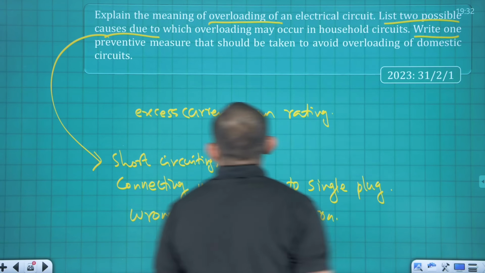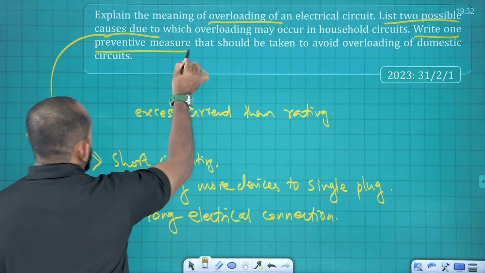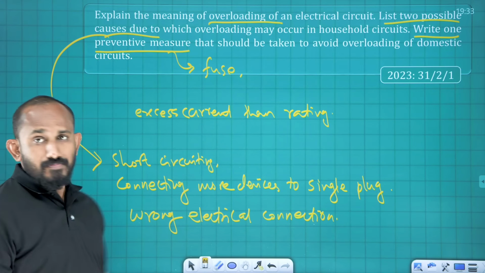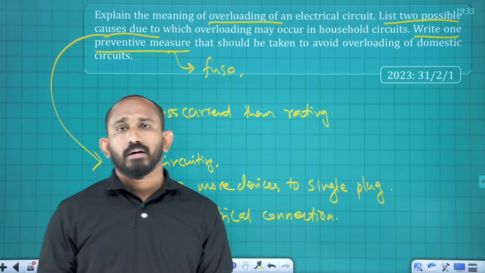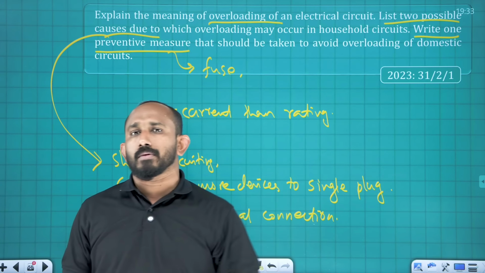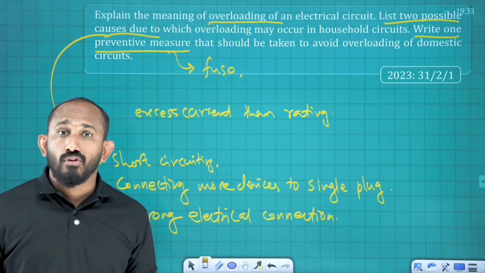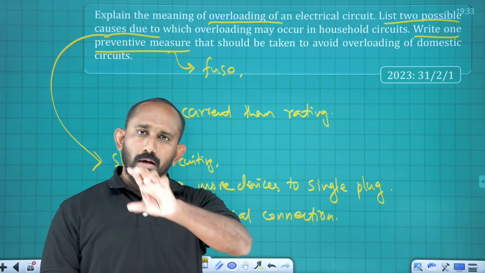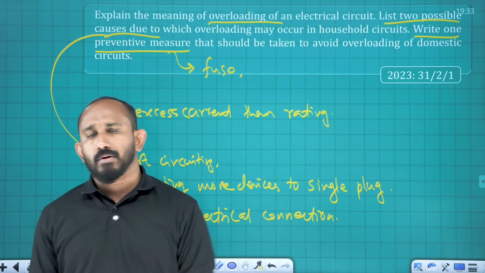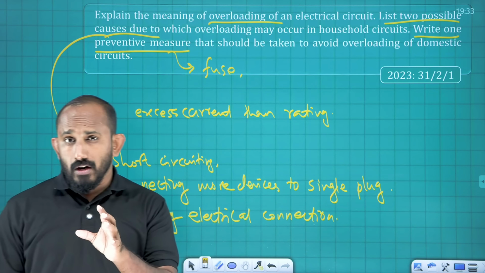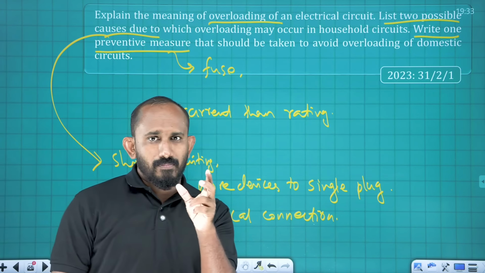Write one preventive measure. One is of course the electric fuse you have to connect. An electric fuse should always be connected in series with the devices. The actual rating should be connected. Then, avoid connecting more devices to a single plug point. Then, proper electrical connections. These are the preventive measures you can mention. Hope you got it. Pause the video lesson and get the answer clearly.